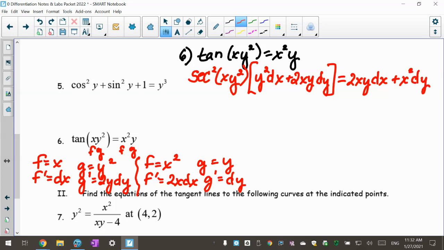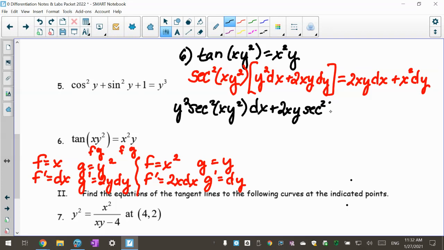Now right here is where everybody wants to go through and go ahead and divide through by dx. I would not suggest it at this time. What I would do now is multiply this through so I have all my terms. This is one big term. Let's make it a little bit nicer. So I'm going to write it like this: y squared secant squared x y squared dx. So notice I just kind of put this in the front and put the dx at the end. I know it's going to go away. Plus 2xy secant squared xy squared dy.